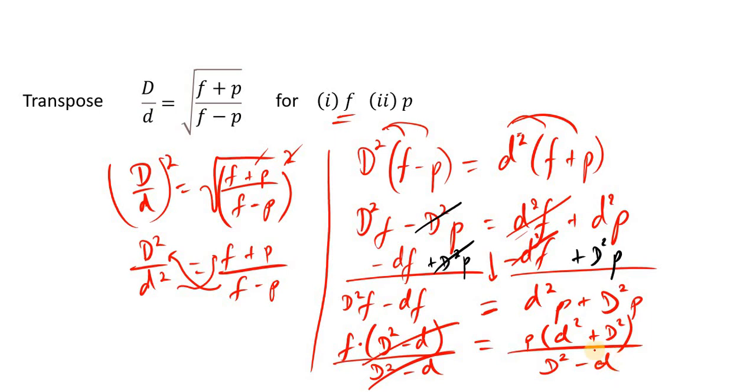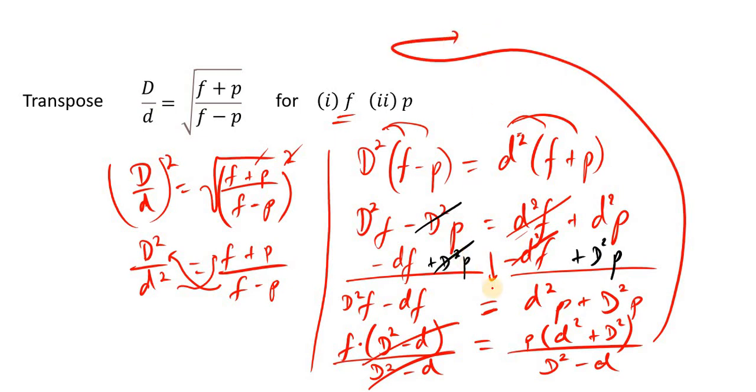Now bear in mind again that what we have here is d squared minus capital D squared there. And up top we have a common letter, while we have a capital letter here. So we really can't do anything here. Okay, so we have f equals, I'm going to just go up here and write this as the f that we have remaining on this side equals p, open bracket, d squared plus capital D squared, close bracket, over d squared minus capital D squared, and that's the solution.